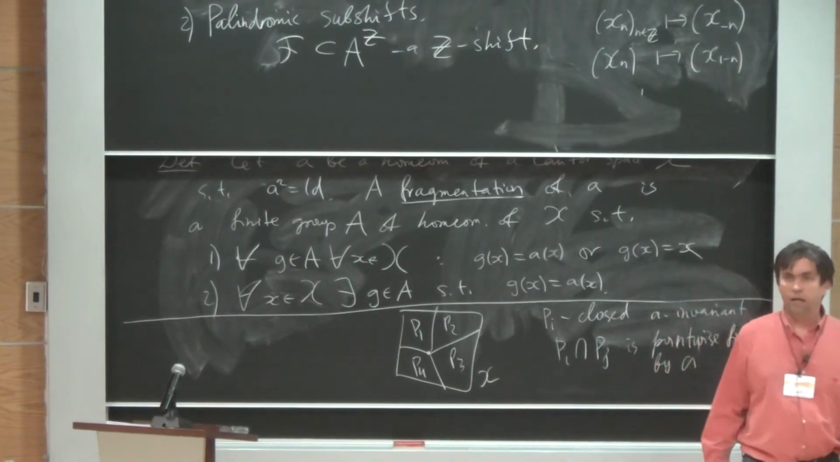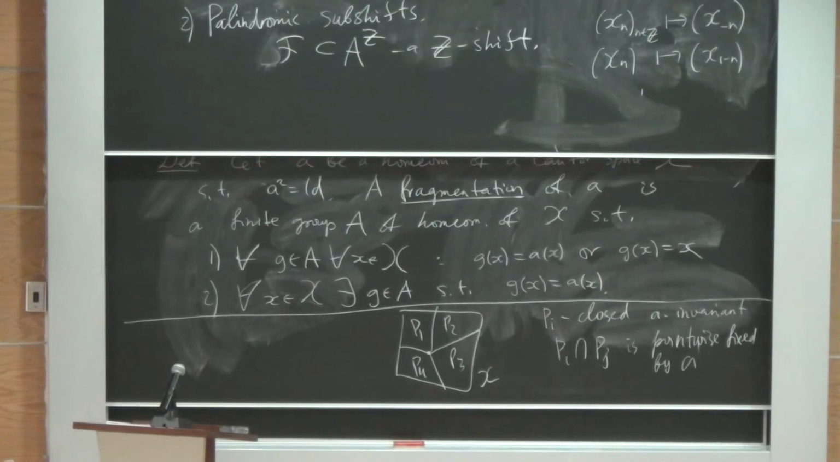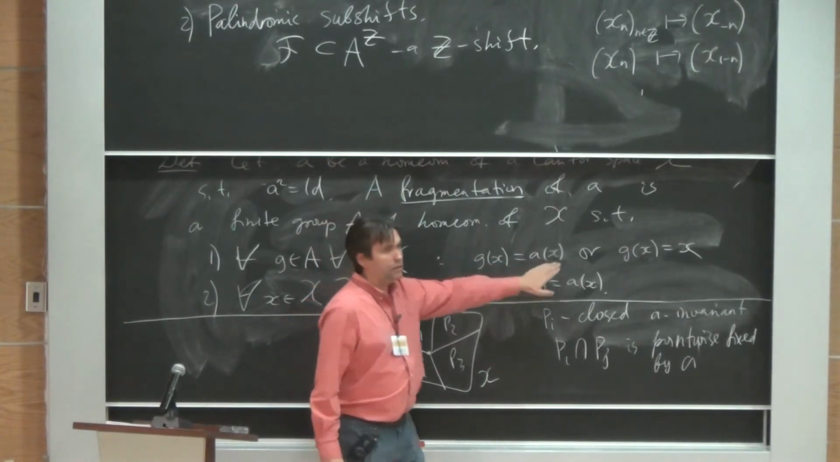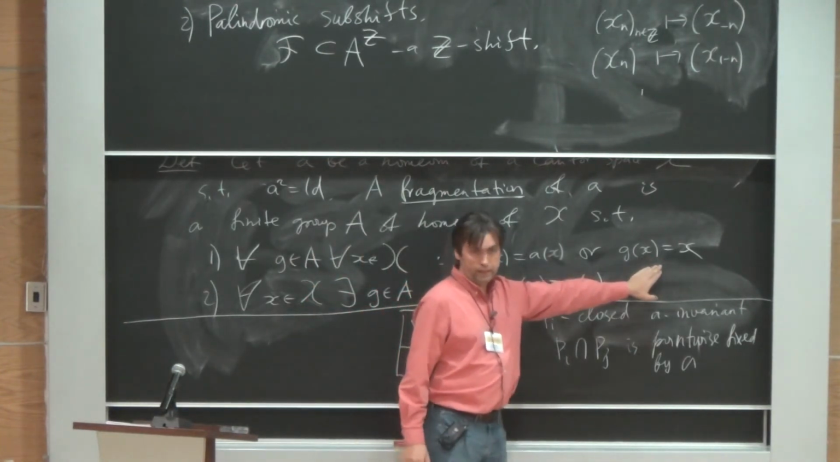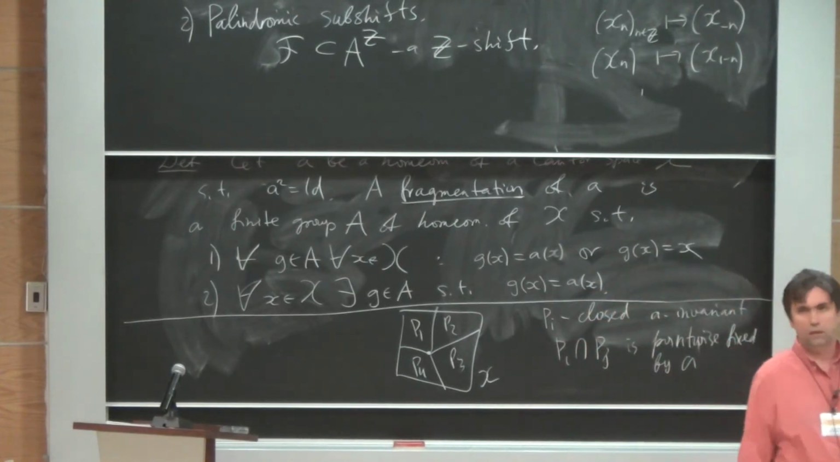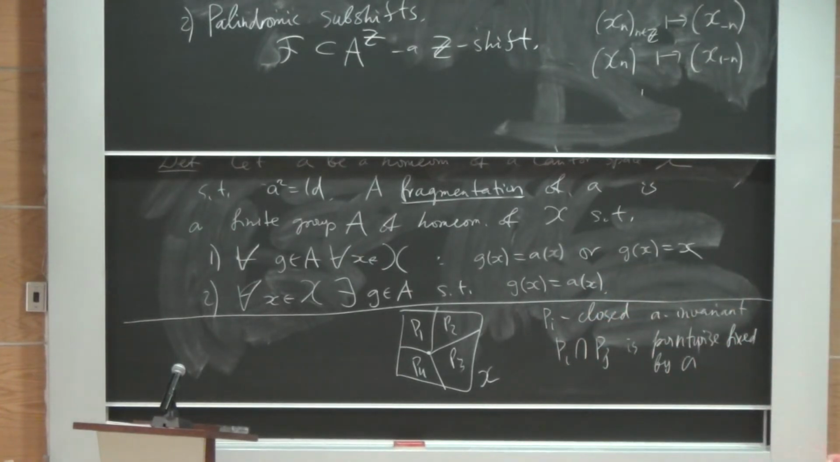And then to specify an element of the fragmentation, you tell on which pieces that element must act as A, and on which pieces it must act as identity. And there are a finite number of these pieces. So in particular, all these fragmentations will be abelian groups of exponent 2. So every element is of order 2, and every two elements commute. So this is similar to the notion of full group.